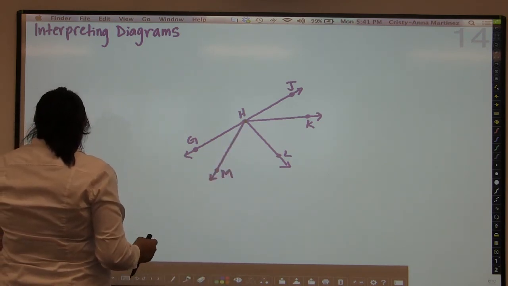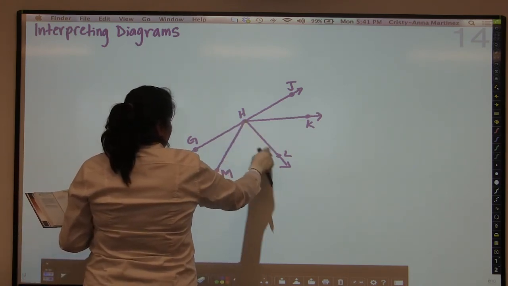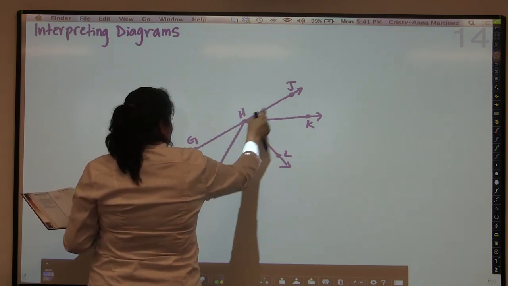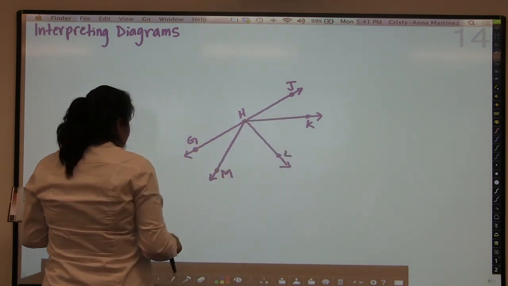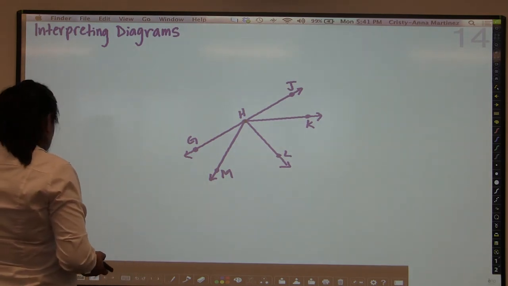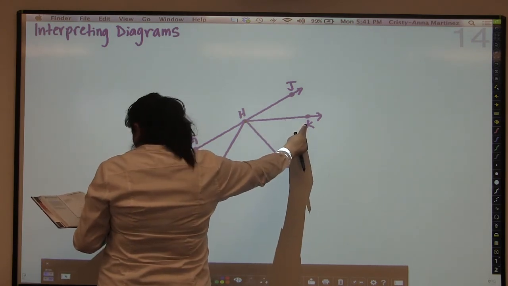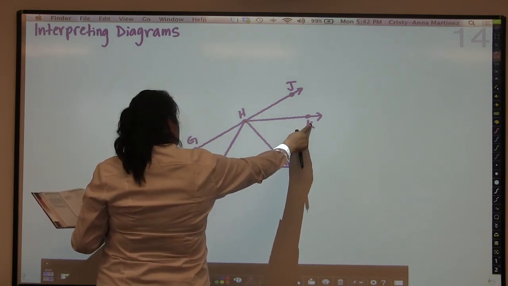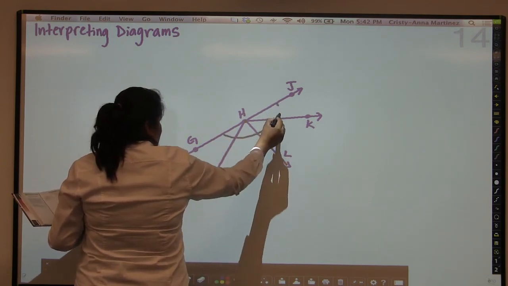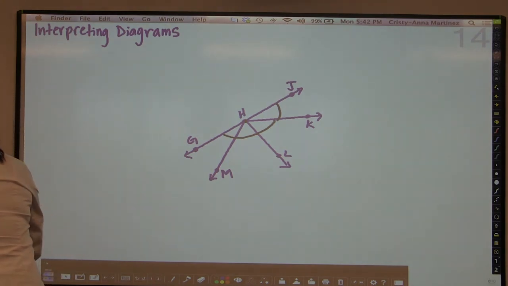Also GHL, so here's GHL, this big angle right here, and LHJ are a linear pair because they form a line. And then of course angle JHK and also KHG. So this big angle from there to there and this angle together are supplementary. They're also a linear pair. They also form a line.